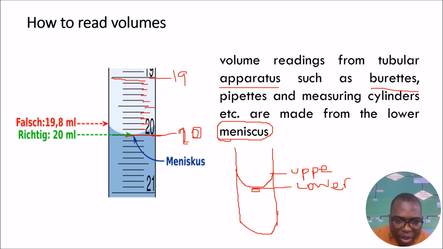Now the upper meniscus is slightly somewhere here on top, which will be somewhere at 19.8. And this reading here is going to be wrong. So if you take the reading from the upper meniscus, it's going to be wrong. The correct reading is supposed to be from the lower meniscus. That is what is supposed to be done. Please take note of this every time you're dealing with any apparatus that is tubular and is able to form the lower meniscus. When you put a liquid, always take the readings from the lower meniscus.